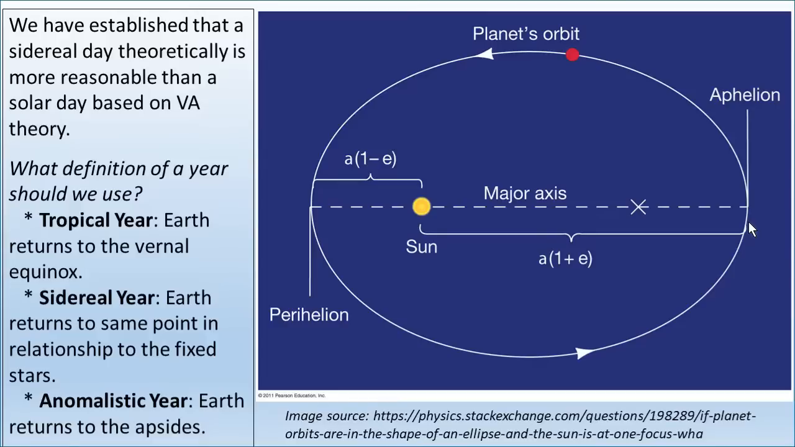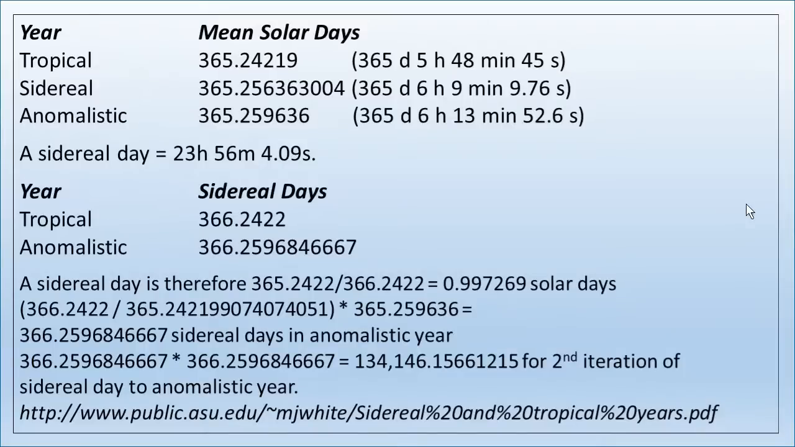So the time it takes the Earth to return to the aphelion over hundreds of years is different from the time of a tropical year or a sidereal year. So you have 3 different years. Are they going to affect our calculations? And what is the difference? Well, here is, you might say, the data.